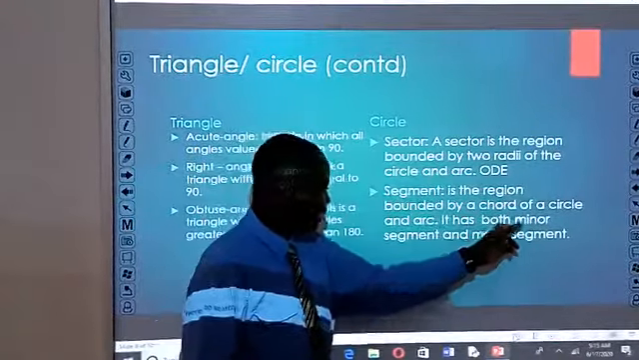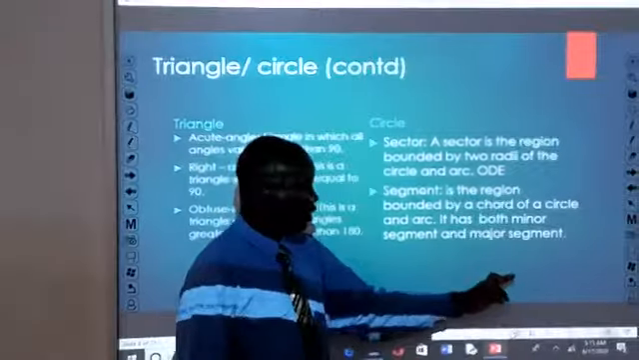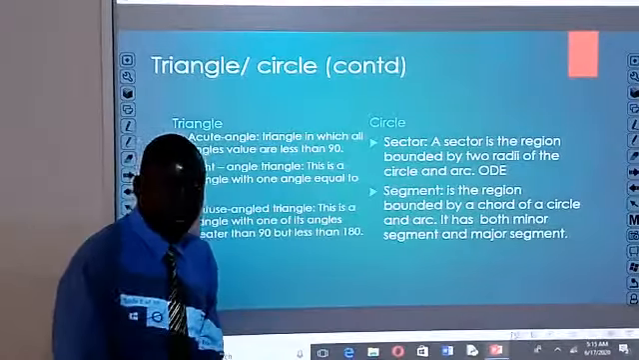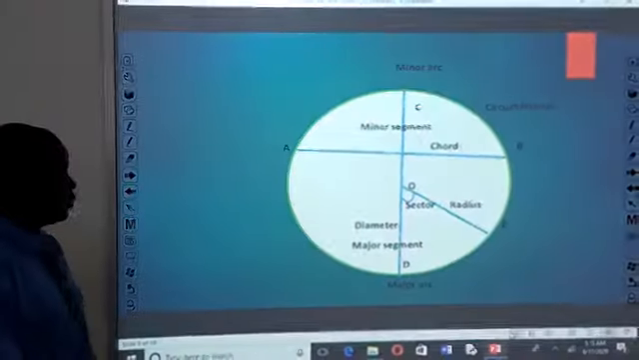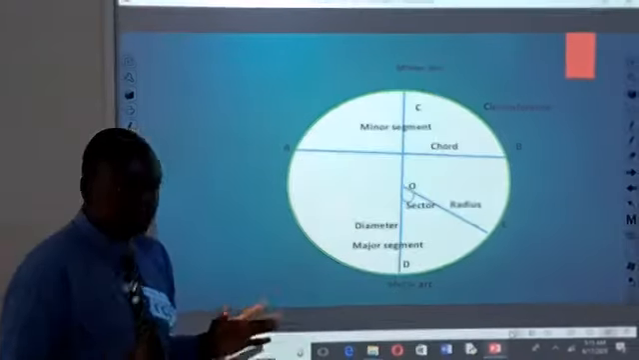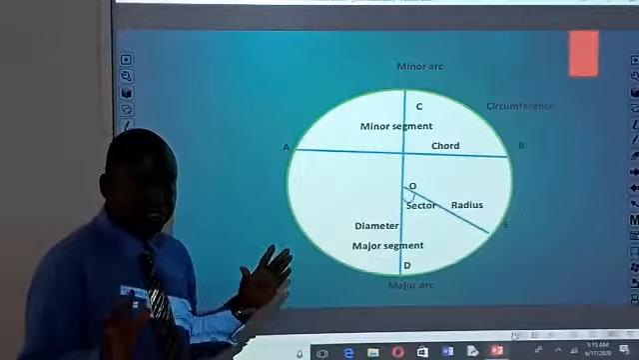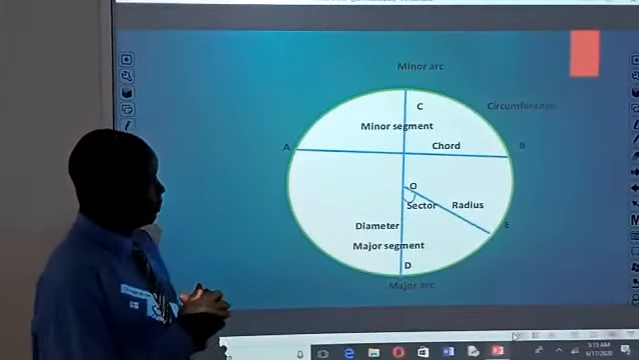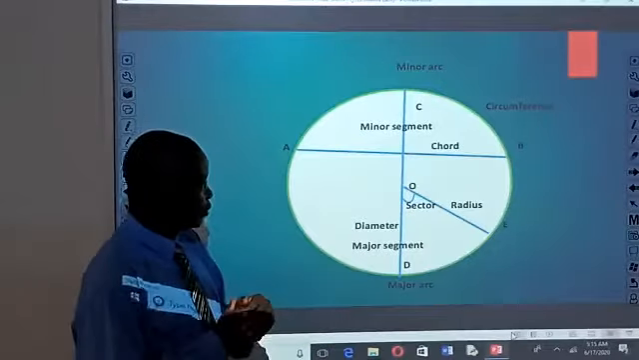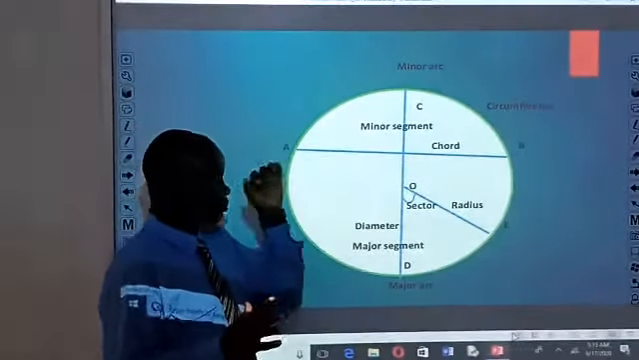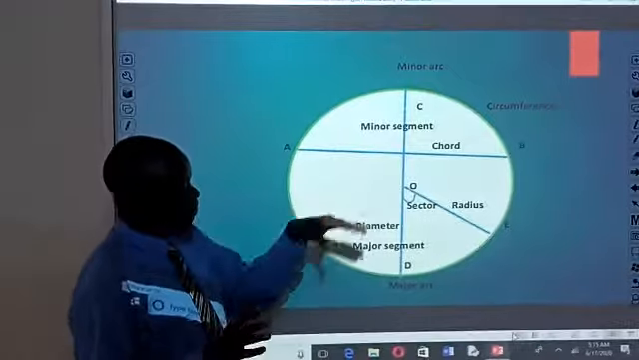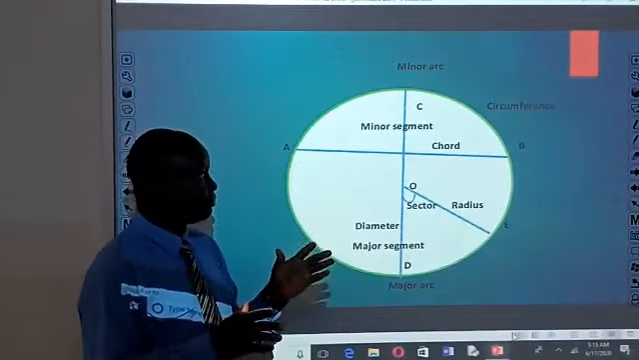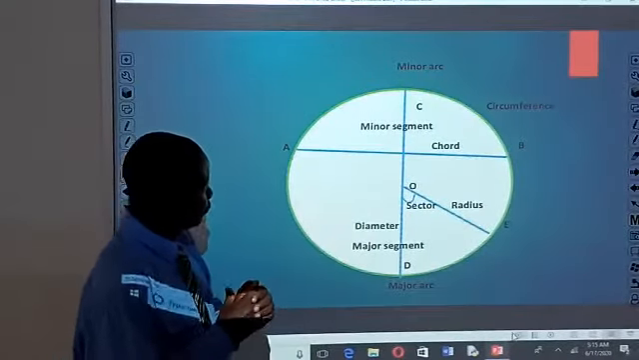It has both a minor segment and a major segment. Now let's quickly look at that. Good. Take notes, please. If you have not been listening before, please pay attention to this particular diagram because it will help us a lot. Some of our problems lie in understanding this diagram. Now let's look at this diagram carefully.